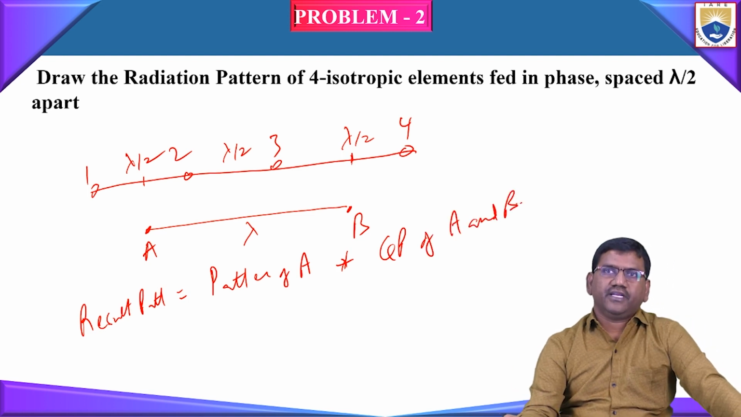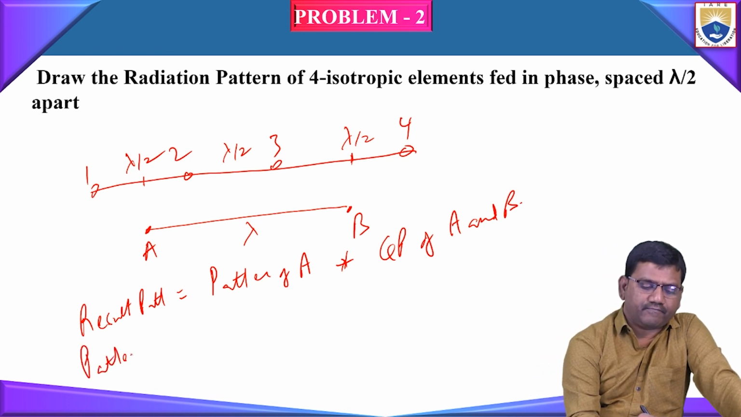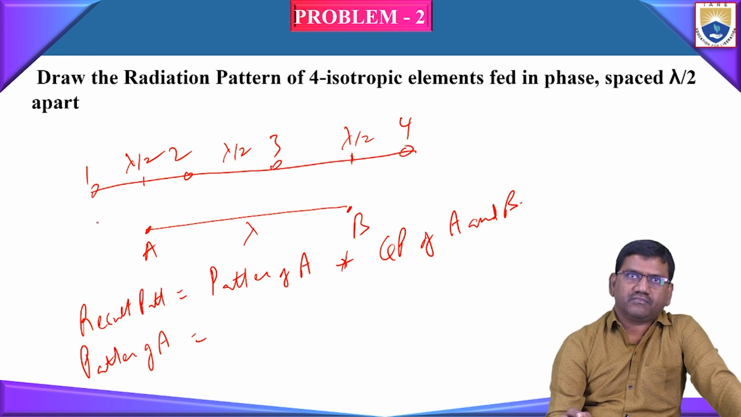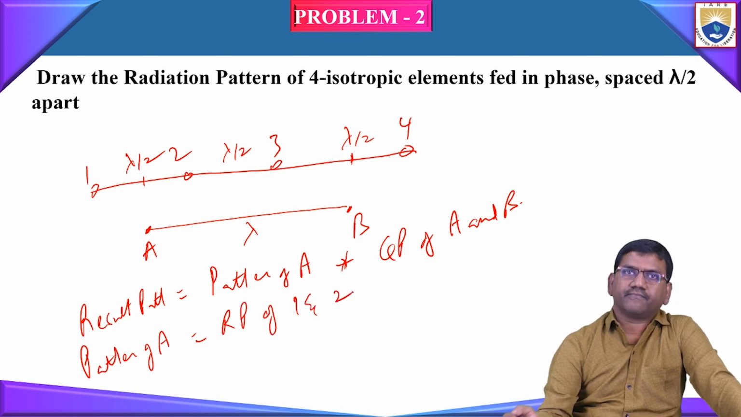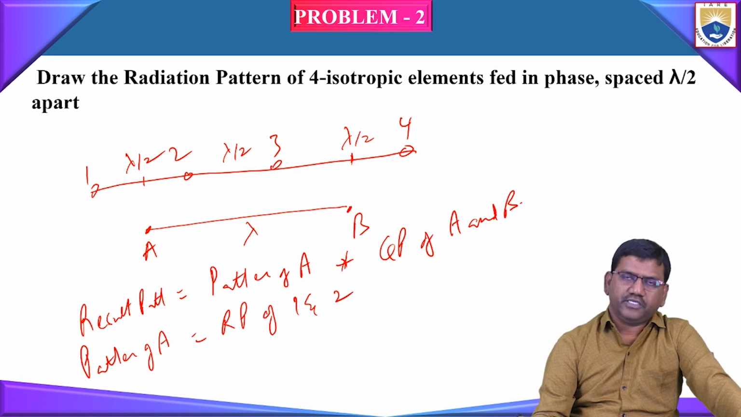Group pattern of A and B here. So the individual pattern of A multiplied with the group pattern of A and B will give the resultant pattern. Now what is the pattern of A here? It is the combination of 1 and 2. The pattern of A is nothing but the resultant pattern of 1 and 2 here.